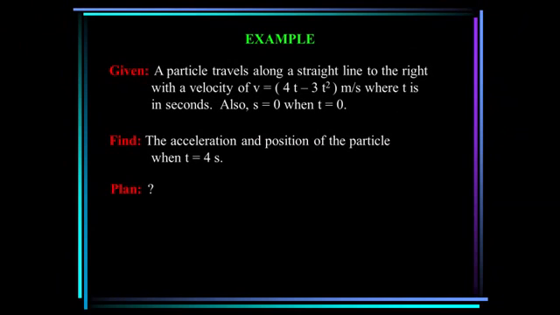Let's look at an example. A particle travels along a straight line with velocity defined by 4t minus 3t squared. Find the acceleration and position of the particle when time equals 4 seconds.